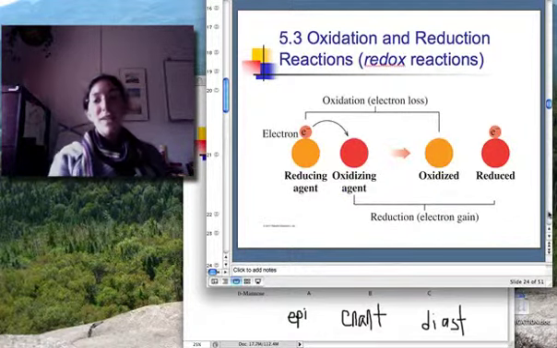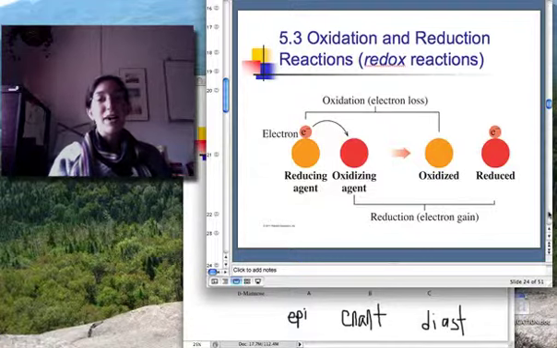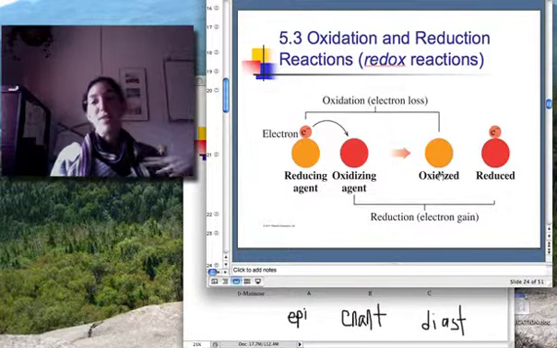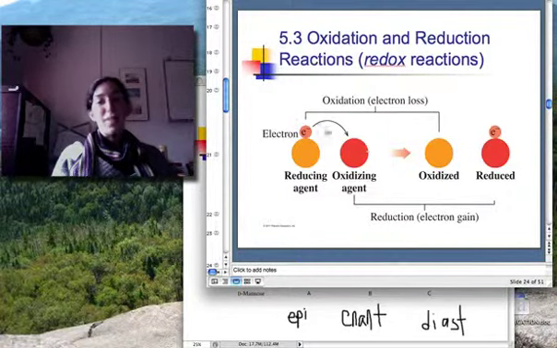So anyway, here's a nice little diagram. I like this diagram of redox reactions because they can be a little bit confusing, with this whole reducing agent, oxidizing agent, and what gets oxidized and what gets reduced. Again, it's like a tongue twister, okay? So you have two atoms here, two molecules. One is going to give up its electrons and the other is going to accept it.